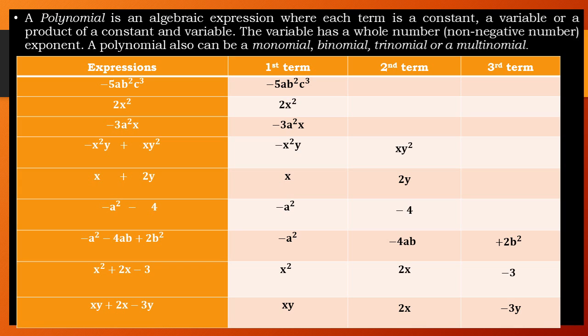The same with negative 5ab squared c cubed, so it is only one term. Next we have negative 3a squared x, so that is only one term. So let's proceed with the fourth example.